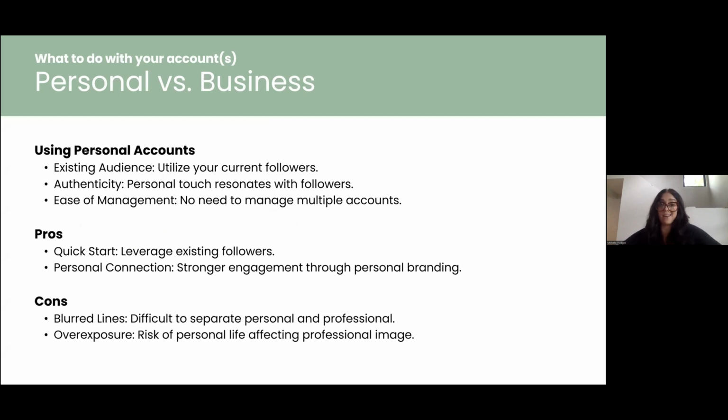Our personal account, we've got an existing audience. We have current followers. They've been following us for a while. Maybe they're our friends from high school, college, adulthood. Maybe they're our neighbors. Maybe they're our neighbors' friends, whatever they might be. It gives us a sense of authenticity. Like we already have a personal touch to our content and it's already resonating with our followers because they're used to us posting personal stuff on our personal account. And it creates an ease of management. So you don't have to manage multiple accounts. You just have one, which is nice for a lot of people.